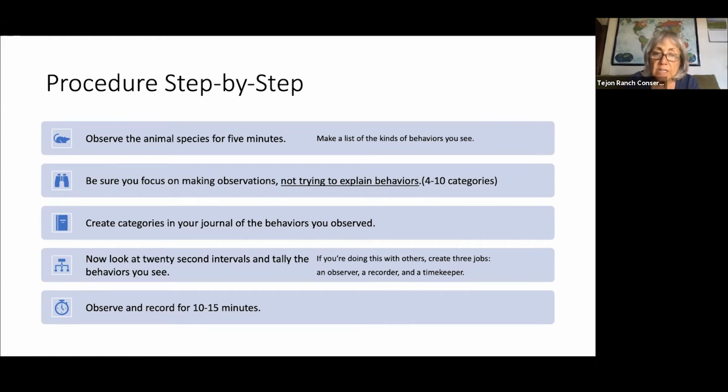Then you're going to use 20-second intervals and time those, either with a timer, with an app on your phone, or if you want, you can count to 20. If you are doing it with other people, you can have one person who is the observer, one person who is the recorder, recording the number of each of those behaviors, and one person who is the timekeeper, keeping track of the time. You're going to do these observations over a 15-minute period of time.